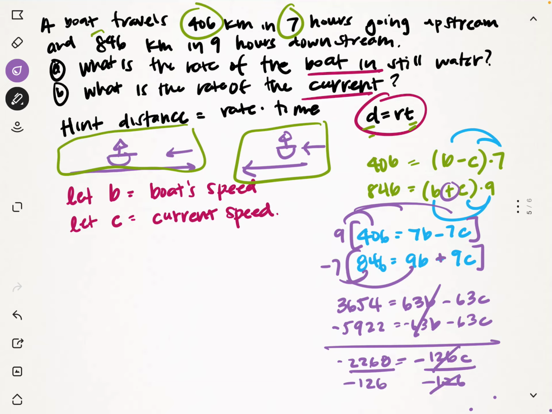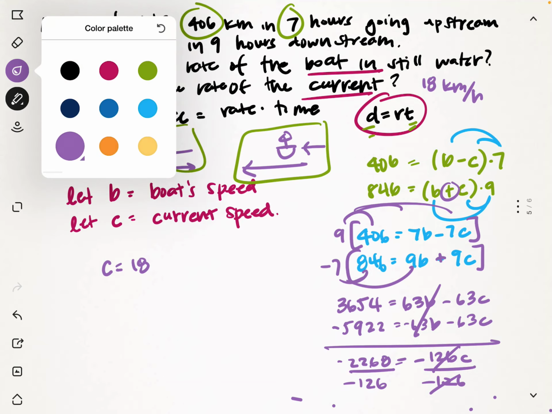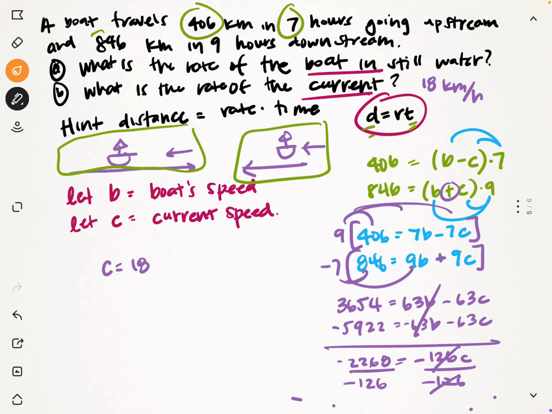So -2268 divided by -126 is 18. So C equals 18. So what is the rate of the current? That's 18 kilometers per hour. Now we have to go back and figure out how fast the boat goes.